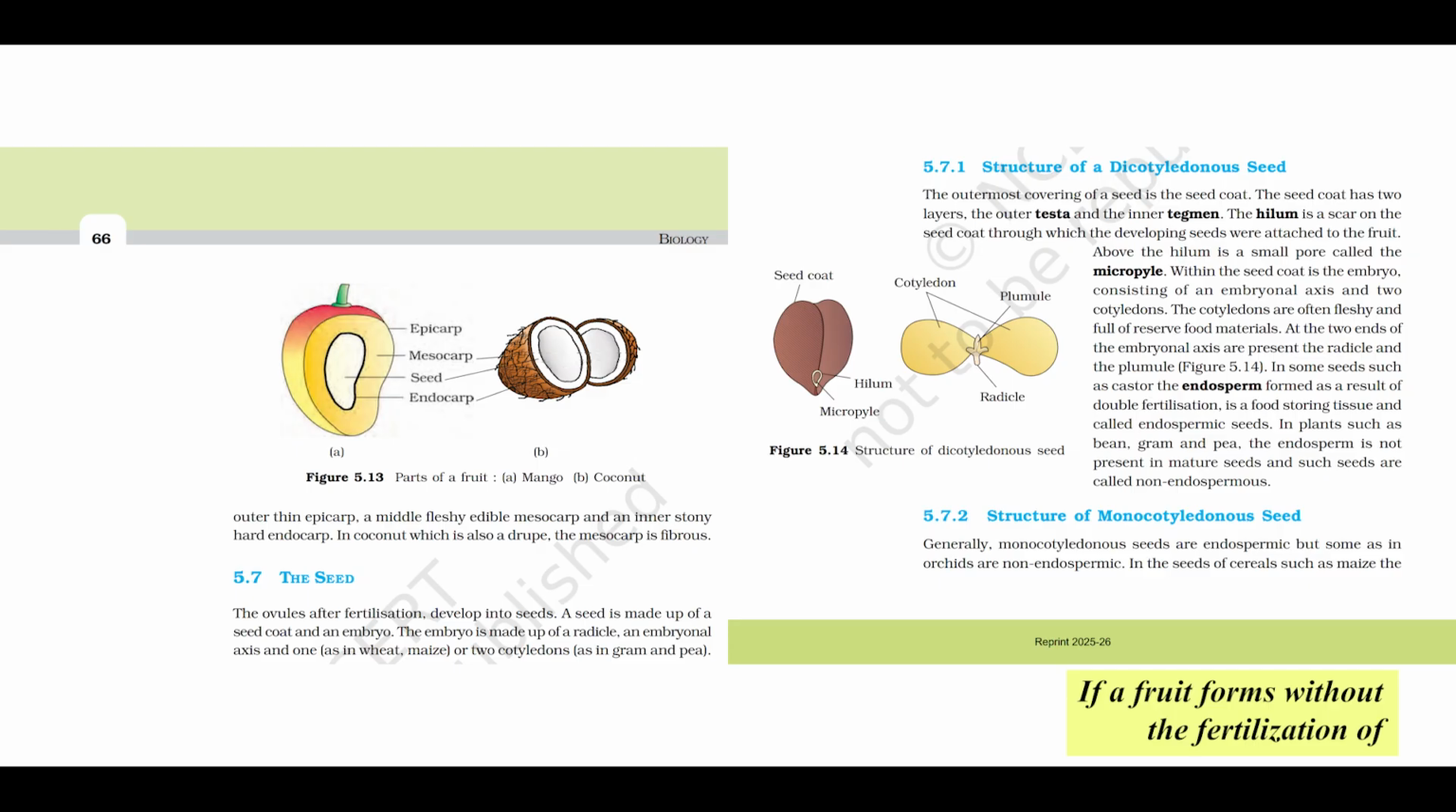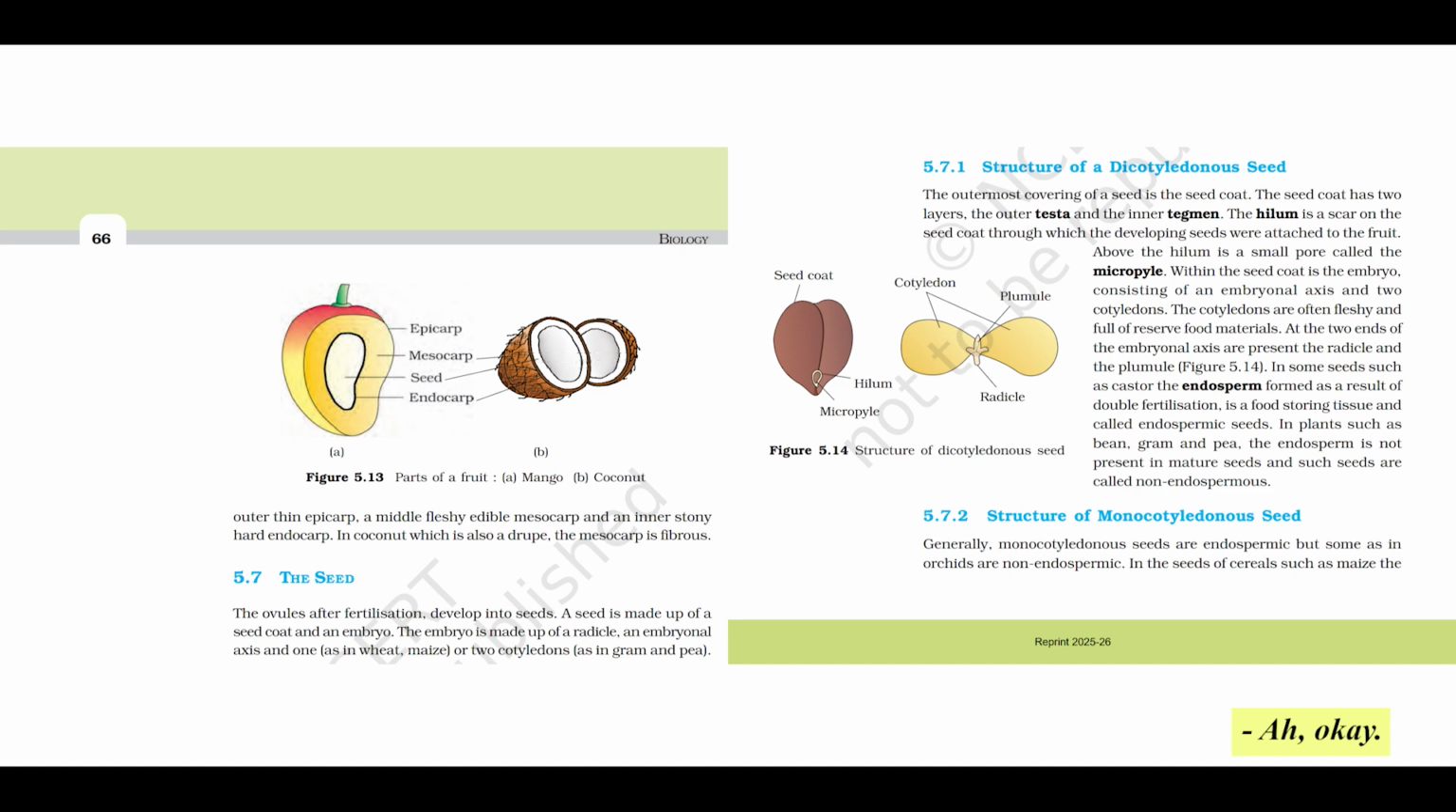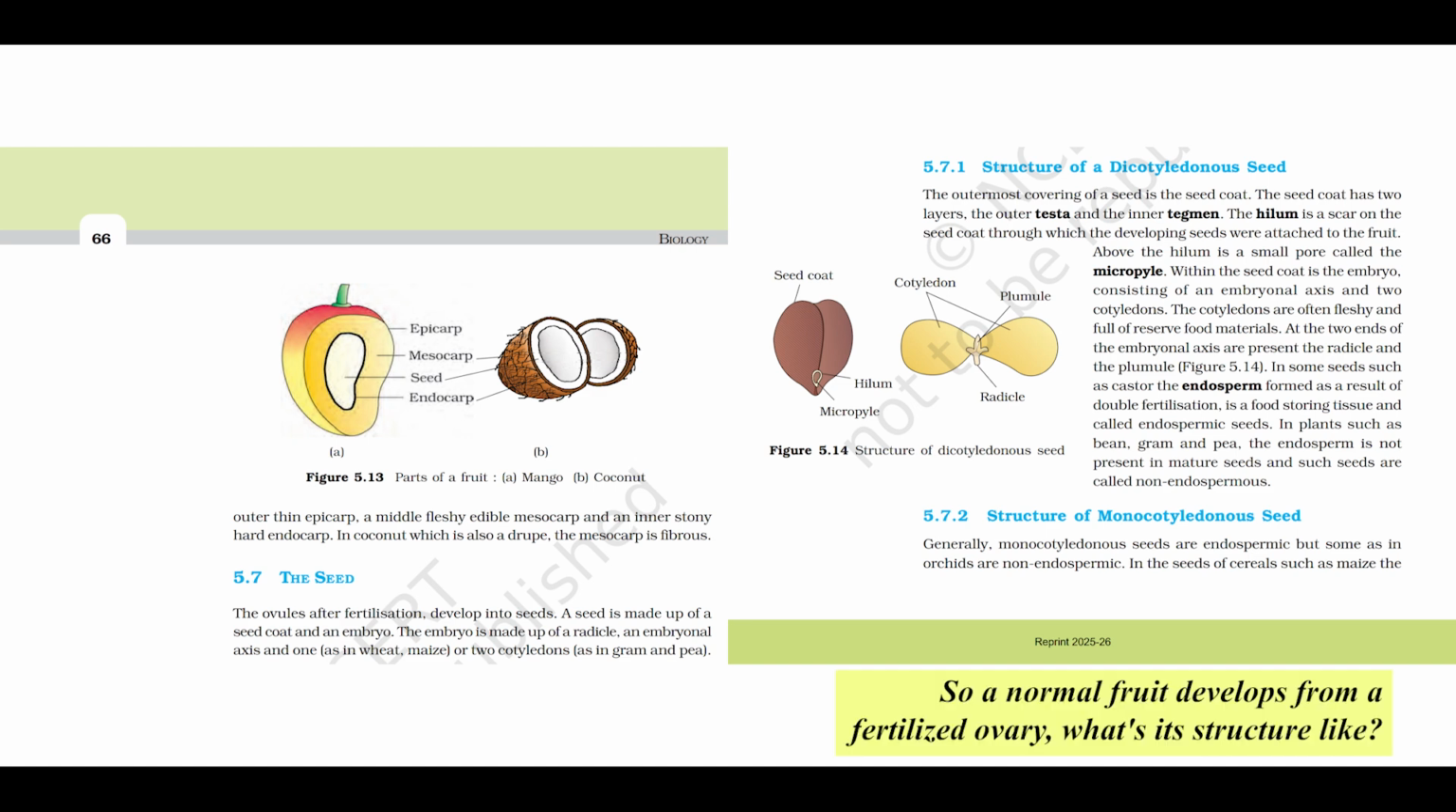If a fruit forms without the fertilization of the ovary, it's called a parthenocarpic fruit. Parthenocarpic. Seedless fruits? Often, yes. The most common example of a naturally occurring parthenocarpic fruit that you're very familiar with is the banana, which is typically seedless because fertilization doesn't occur properly or isn't needed for fruit development. Okay. So a normal fruit develops from a fertilized ovary.